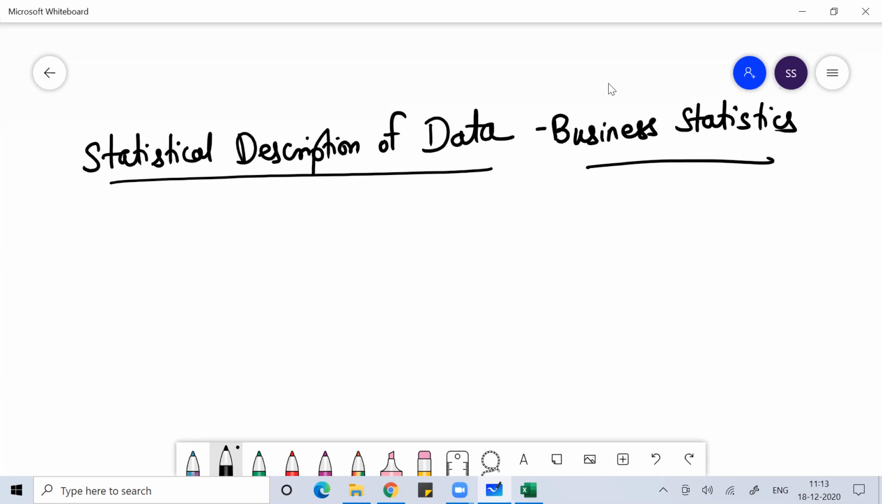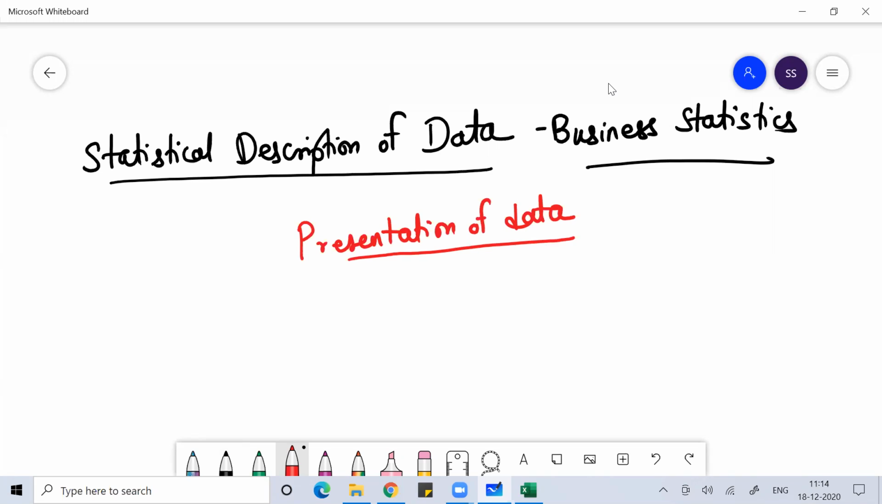When we talk about the presentation of data, we mainly concentrate on different forms of presentation. Either we talk in terms of tabular presentation, or textual presentation, or diagrammatic presentation, or graphical presentation of data.